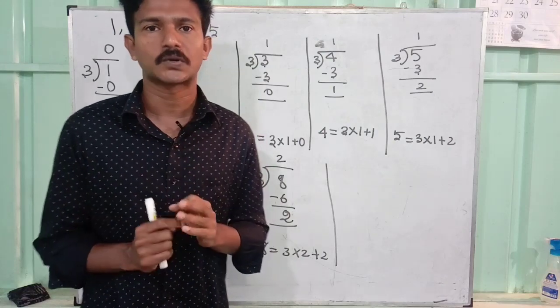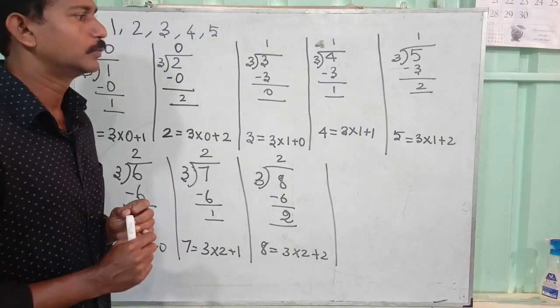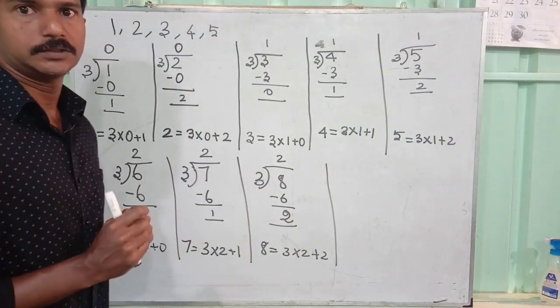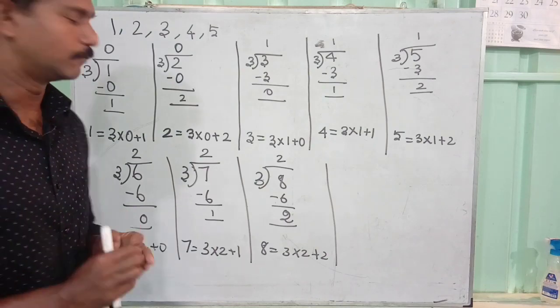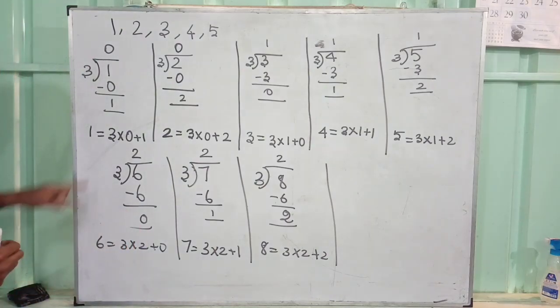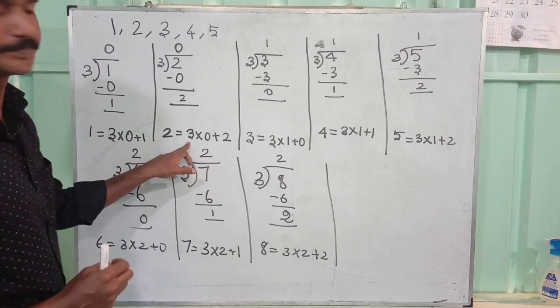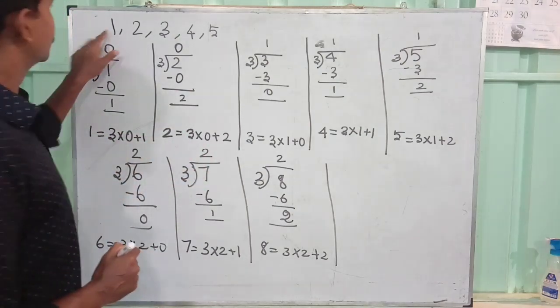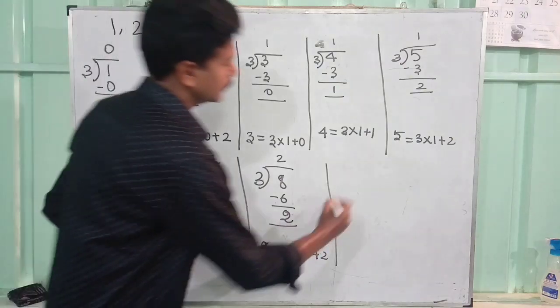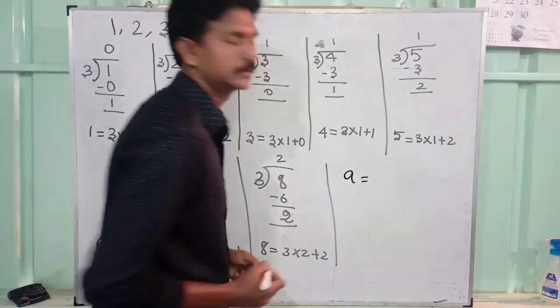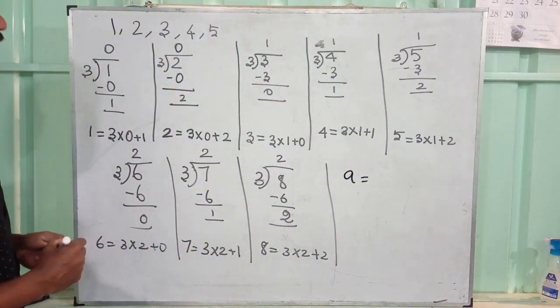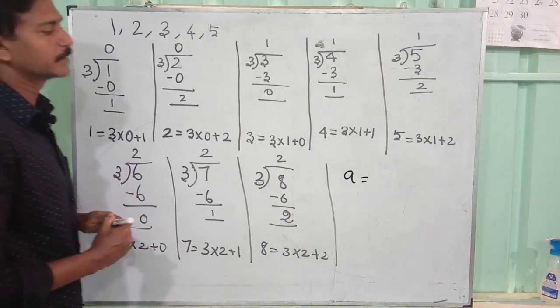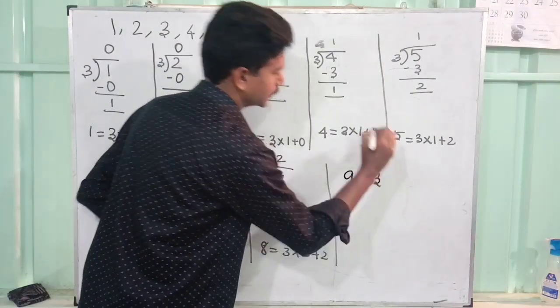These three numbers keep repeating. We can write a common form for it, right? So we are dividing by 3. Every positive integer, we can take as a, and its format, since we are dividing by 3, we can write as 3.